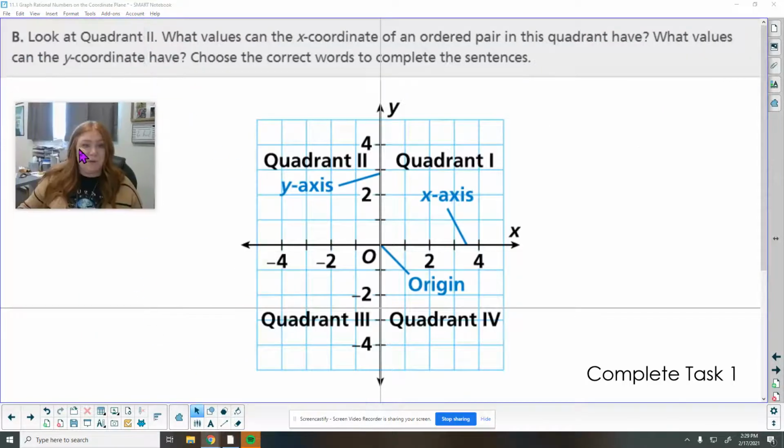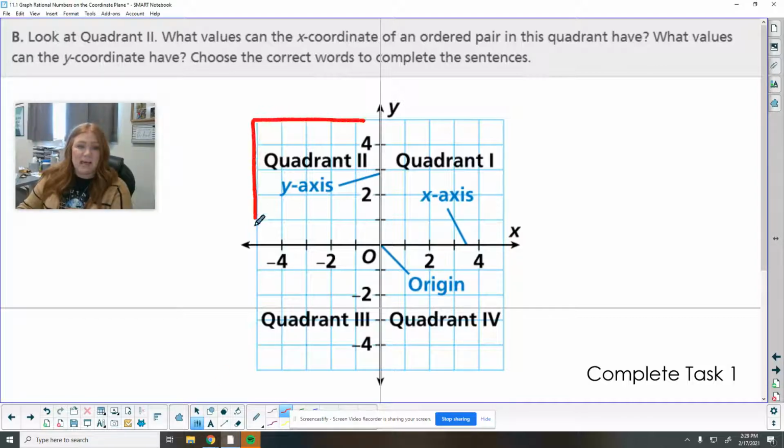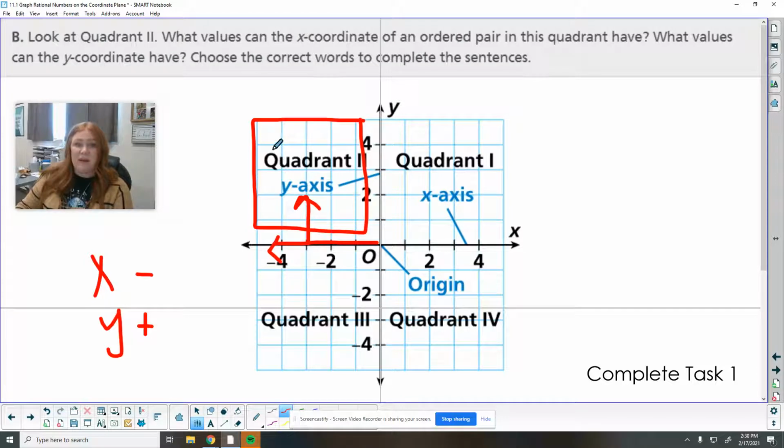So now we want to look at quadrant 2, and we want to describe what type of values this has. If I'm trying to plot anything in this quadrant here, I have to go to the left, which is negative. So X is going to be negative. And then we go up into the positives. So Y is going to be a positive number. So anytime we're using this quadrant, we go negative, then positive. So go ahead and complete task 1 and then come back when you are ready to do task 2.